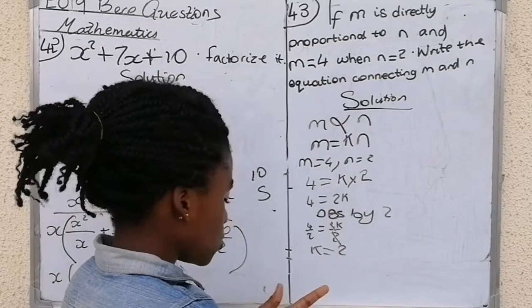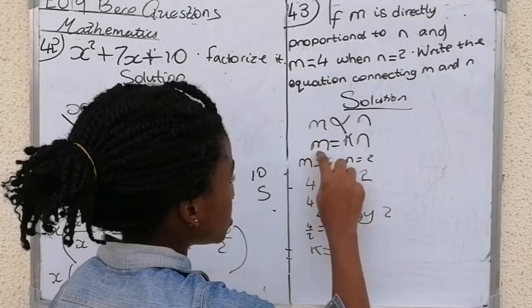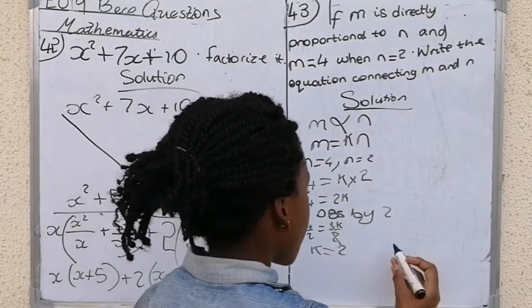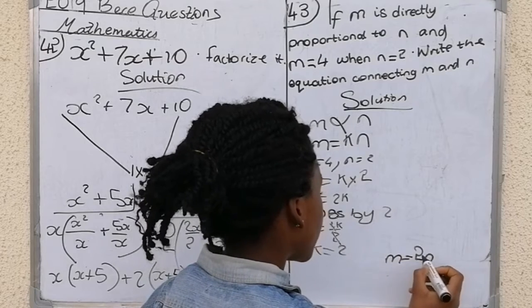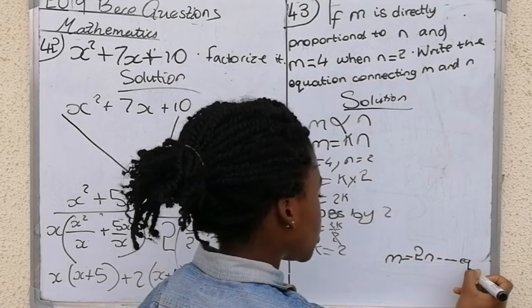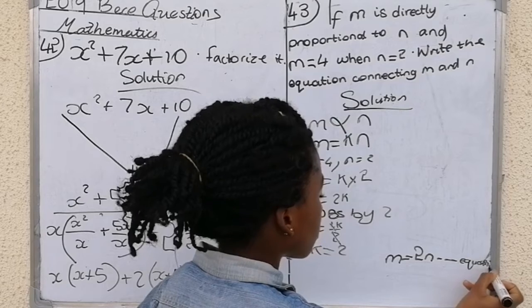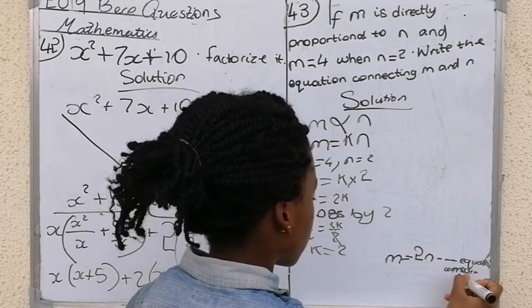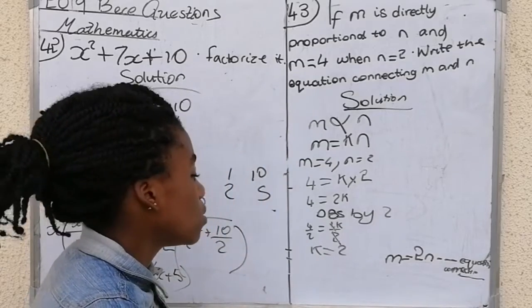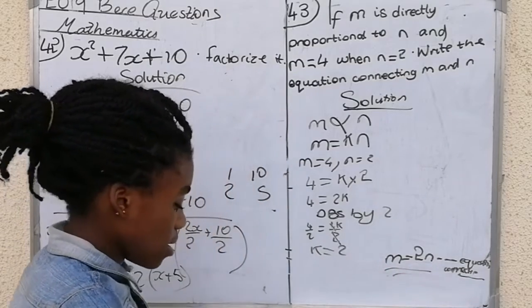So since k equals 2, we substitute it in this equation here. So m equals 2n, and this is the equation connecting m and n. So this is our final answer.